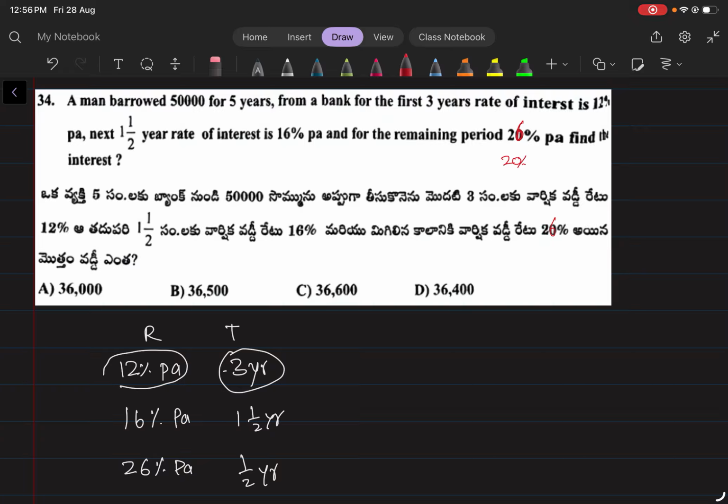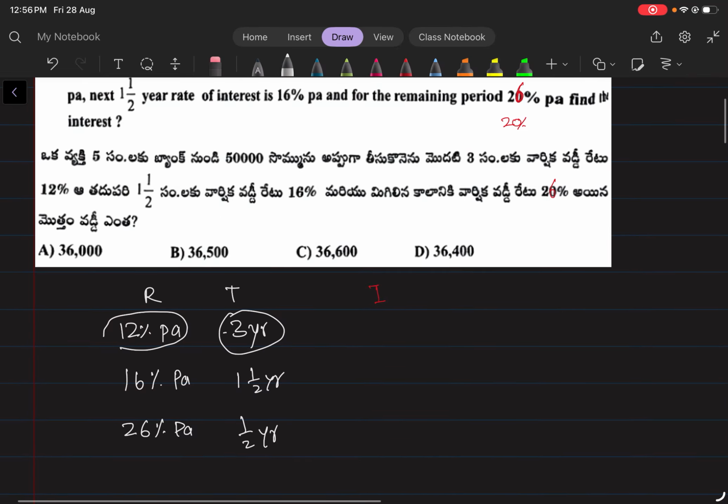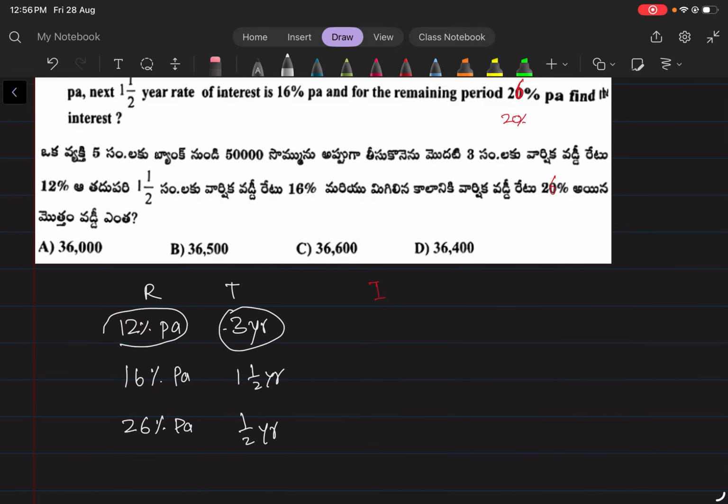We just want the interest. How does the interest come? Total interest is nothing but rate into time. For the first 3 years with 12% into 3 years, 12 3s are 36. First we will get 36%, and later 1.5 into 16.